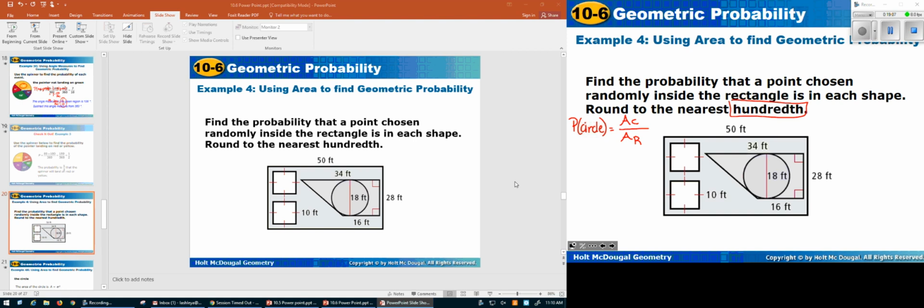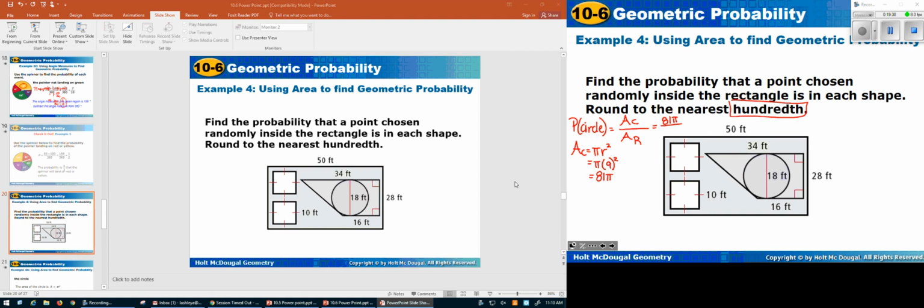Okay, so let's calculate the area of the circle first. What's our formula? Pi r squared. What's the radius in the circle? 9. Good. If the diameter is 18, the radius must be 9. What is 9 squared? So our area is 81 pi. Leave it as 81 pi. This is not your answer. Do not type it in and round it. You only round at the very end of your problem. Okay, so up here we're going to have 81 pi in the numerator.